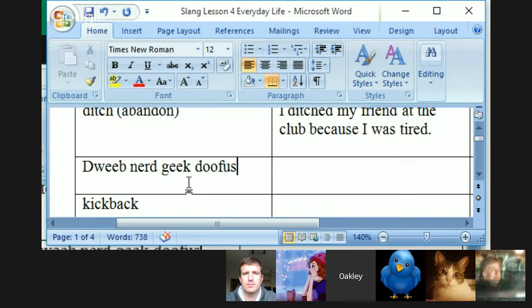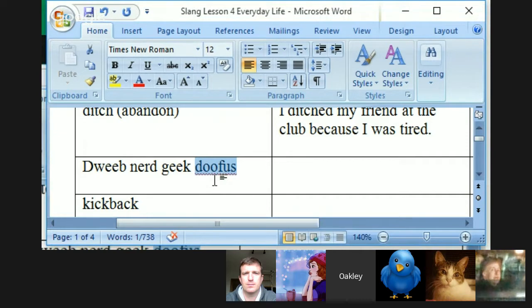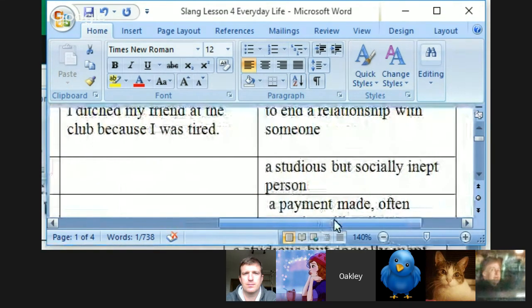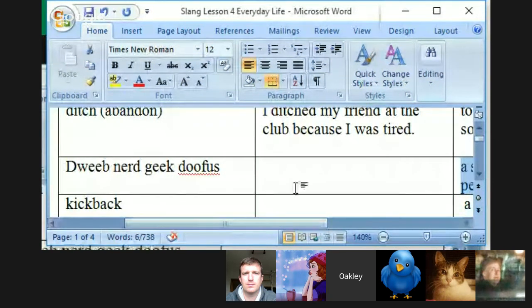These are all very similar with only slight differences in meaning. Geek is used more for somebody into technology. Doofus is somebody who's kind of physically uncoordinated, ungainly, not physically attractive. Nerd is somebody who's very conservative, maybe. Dweeb, studious. This is a pretty good definition. Studious, but socially inept. Do you understand socially inept? Yeah. Dweeb can't talk to girls. Okay. All of these are very similar with slightly different connotations.